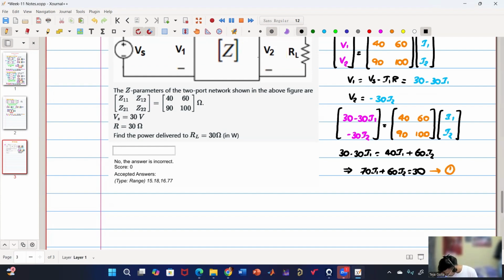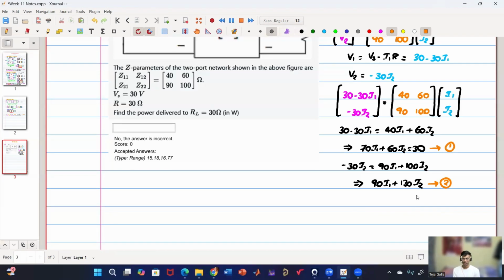And what will be my other equation? Minus 30 I2 equal to 90 I1 plus 100 I2. So from this I will get another equation, which is 90 I1 plus 130 I2 equals 0, which will be my equation 2. So is this clear how I am getting two equations? I have done matrix multiplication and then I have gotten these two equations. Is it clear until this point to everyone? Or something is still not clear?